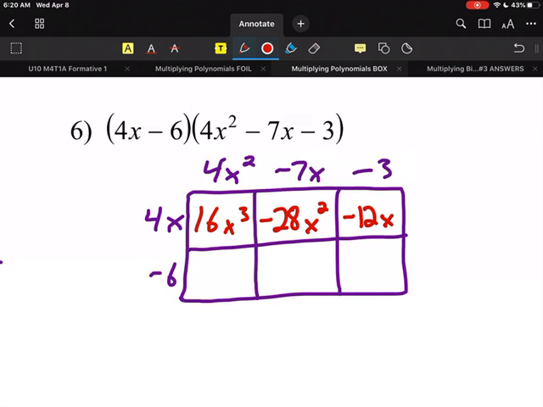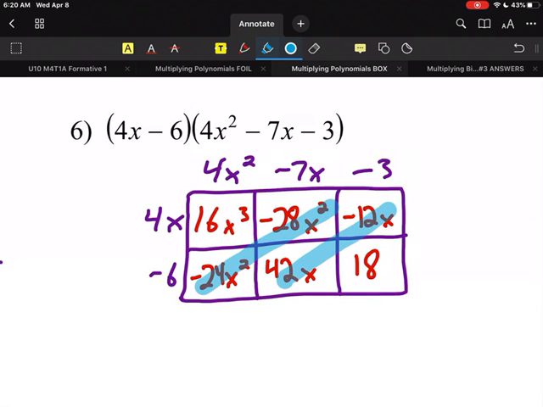All right? Then you do the same thing with the negative 6 and the 4x squared. So you get negative 24 x squared. Negative 6 times negative 7x, you have 42x. And then negative 6 times negative 3, you have 18. Okay, so remember, the diagonals match up.